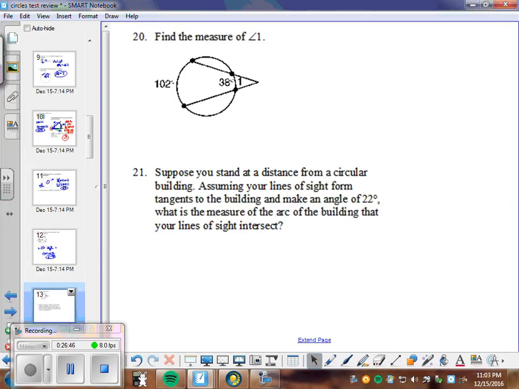20, find the measure of angle 1. It's outside, so you do half of 102 minus 38, and you get 32.